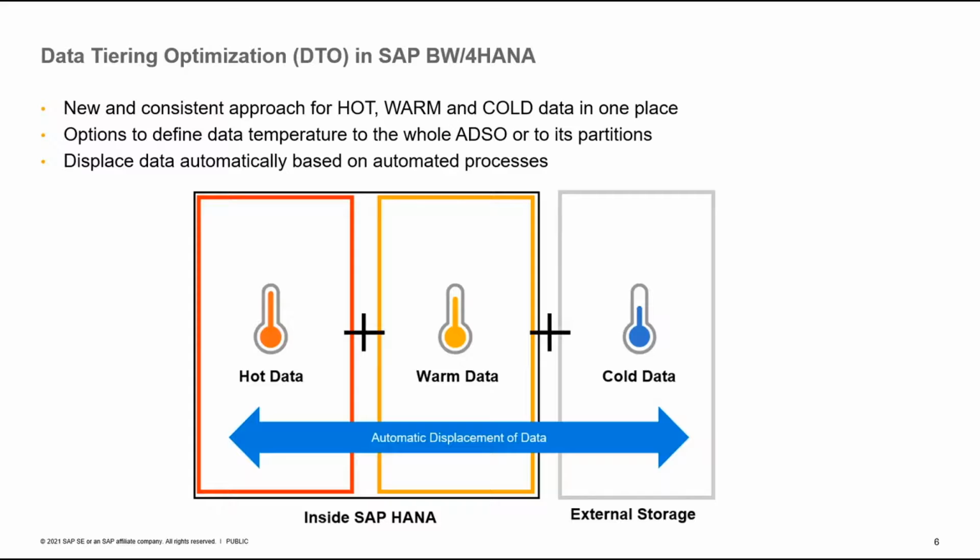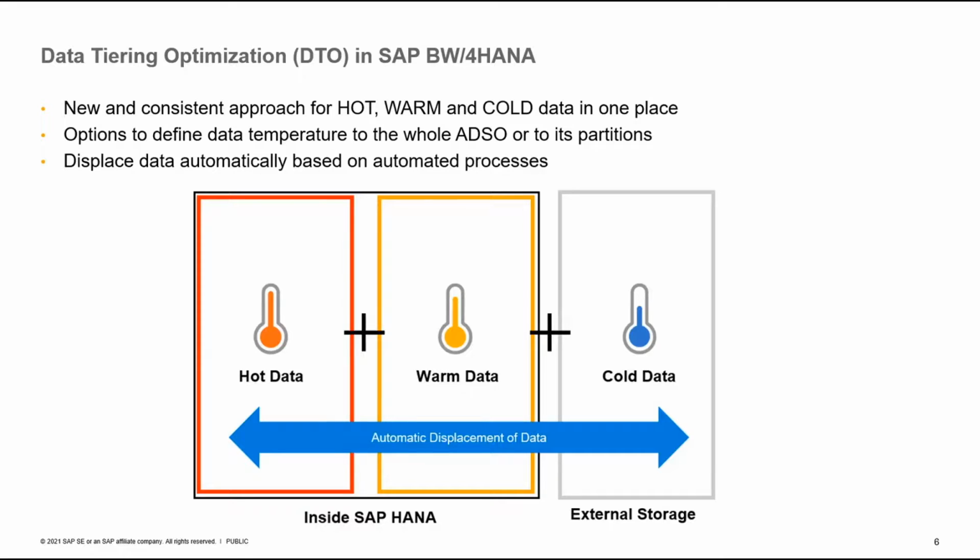Just as an example, because time is a very popular characteristic for this kind of clustering. In BW for HANA, the concept, which I will refer to as DTO, is data tiering optimization. It's new with BW for HANA, and it's an overall consistent approach to manage the 3 temperatures of hot, warm, and cold data in one object in one place. So you can define all the data in an advanced data store object as hot, warm, or cold, or you can define partitions within that ADSO and define their individual temperature as well. We will see this in a demo later on.